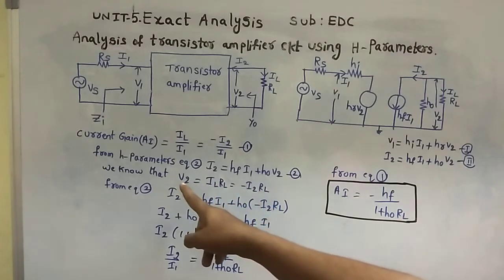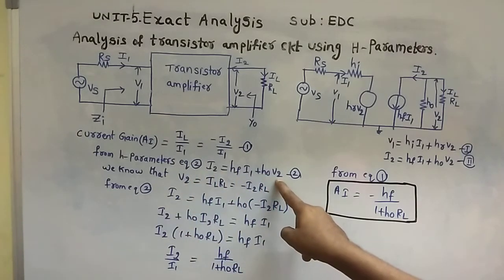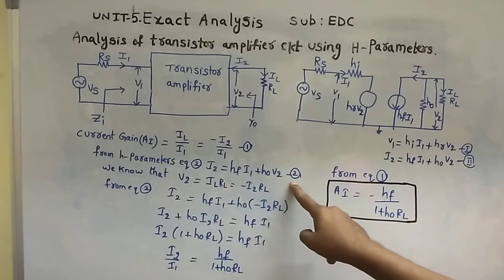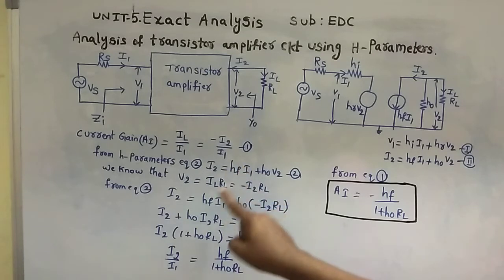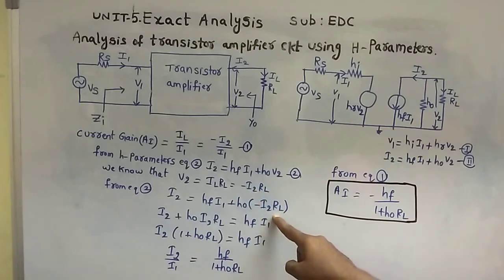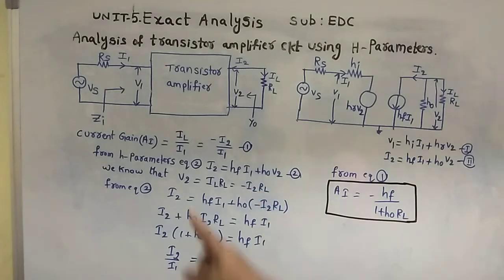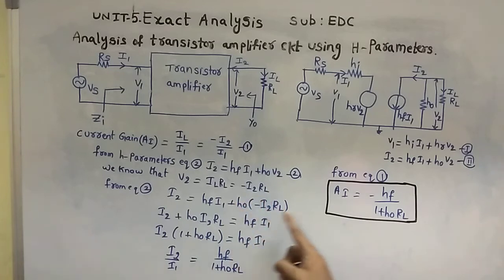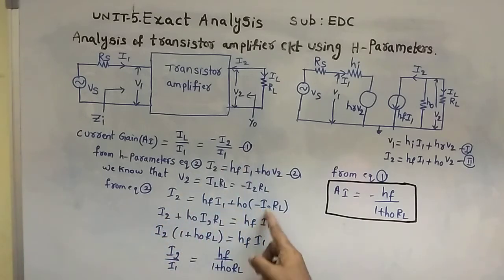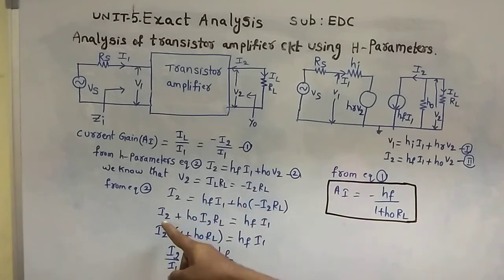This V2 value I am substituting in the second equation. V2 is equal to minus I2 into RL, substituting in the second equation, then I2 is equal to HF into I1 plus HO into V2, which is nothing but minus I2 into RL. Then here we have I2, and this complete I2 term I am taking to the LHS. Minus becomes plus: I2 plus HO into I2 RL is equal to HF I1.